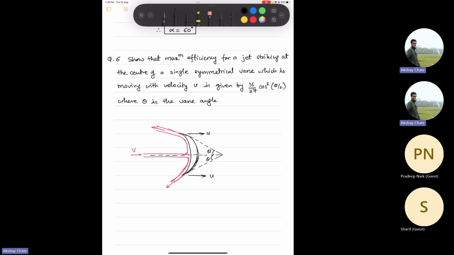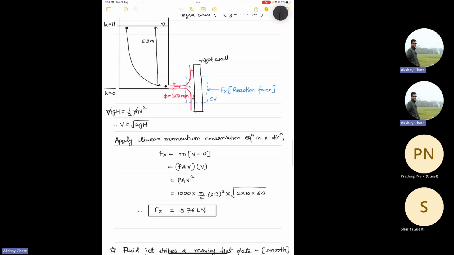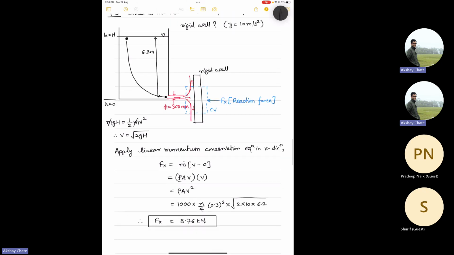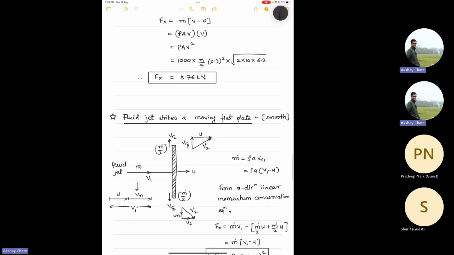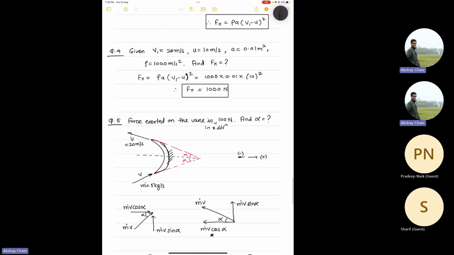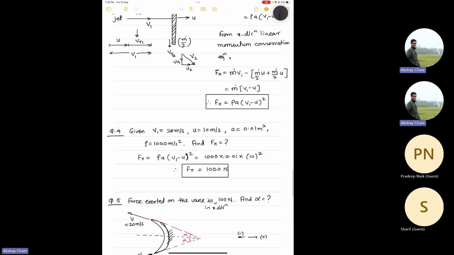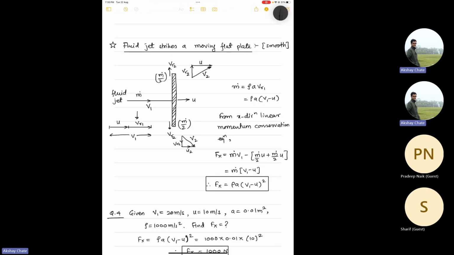Now see, don't worry, because I took the problems in that sequence only. So here it was a stationary plate or stationary rigid wall, then we make the wall move with some constant velocity u. Similarly, initially here it was a curved vane, and then we made it move with some velocity u. So whatever we did in the moving flat plate case, we have to do the same thing. So what is the thing?